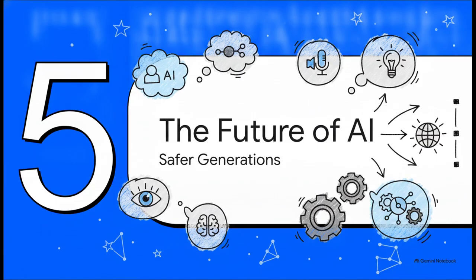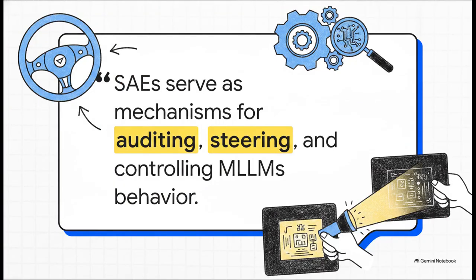Which brings us to our final section, the future of AI, safer generations. To really grasp the real-world impact here, I want to read a quote directly from the research because it perfectly sums up this paradigm shift. "These results show that multimodal SAEs can serve not only as interpretability tools, but as mechanisms for auditing, steering, and controlling MLM's behavior towards safer and more capable generations." We are finally moving way beyond just observing the black box with a flashlight. We actually have the steering wheel now.